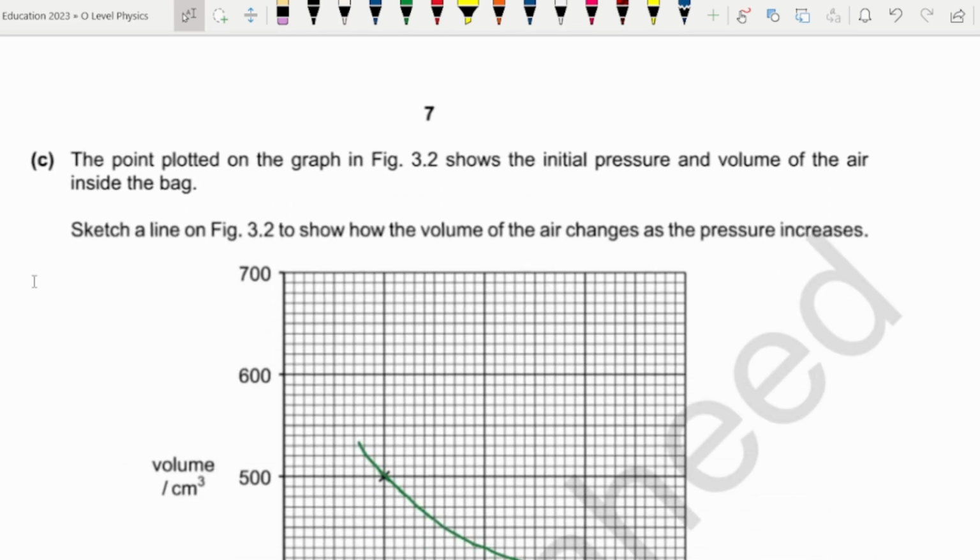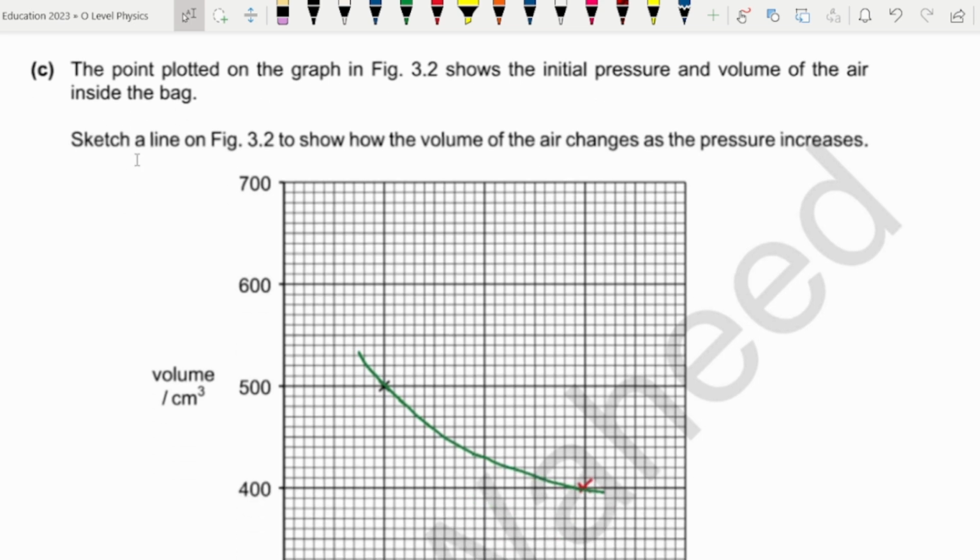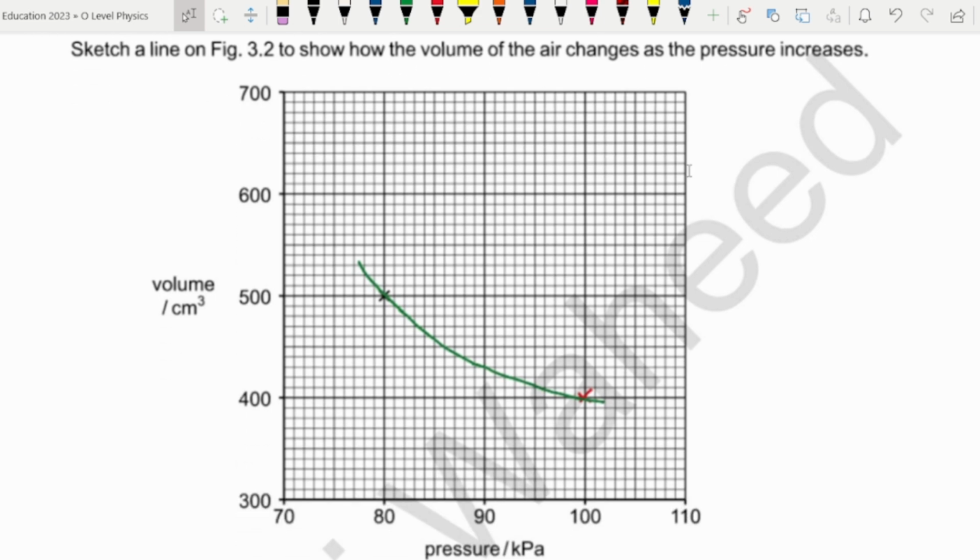Then we have the next one. The point plotted on the graph in figure 3.2 shows the initial pressure and volume of the air inside the bag. Sketch a line on figure 3.2 to show how the volume of the air changes as the pressure increases. So they have given you this point only, and you need to complete the graph. This one is given already, and that's it.